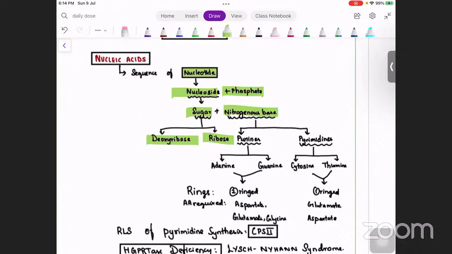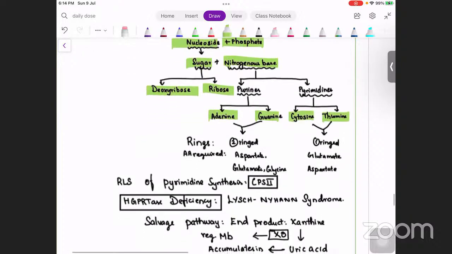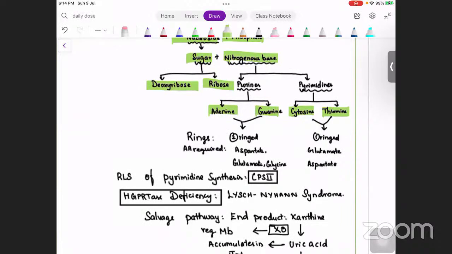And nitrogenous bases could be purines and pyrimidines. Purines are adenine and guanine, while pyrimidines are cytosine and thymine. Among that, purines are the 2-ringed structure. You have to remember that. Amino acids required for the synthesis of purines are aspartate, glutamine, and glycine. Pyrimidines are 1-ringed structures, and only glutamine and aspartate are required for their synthesis.